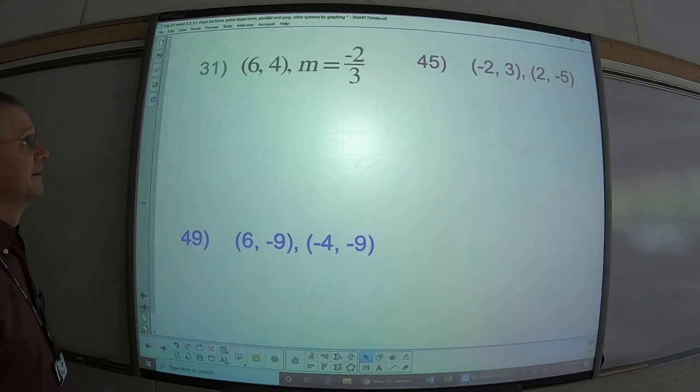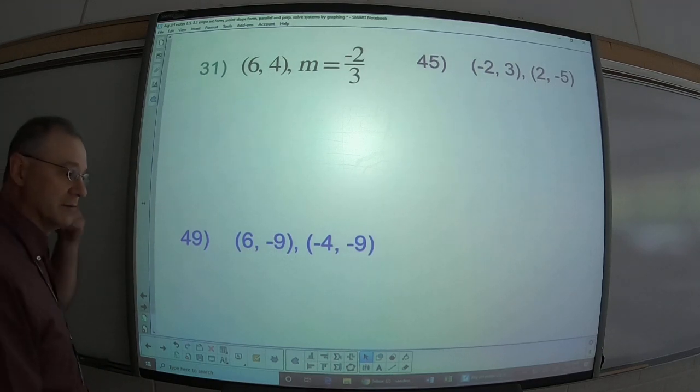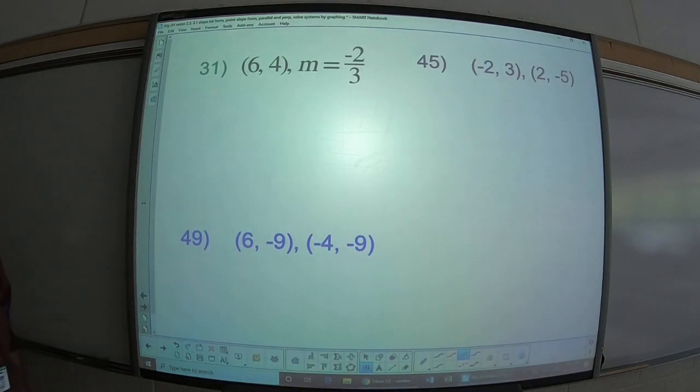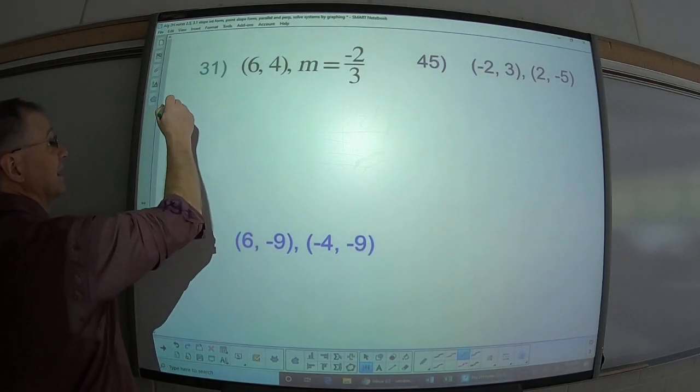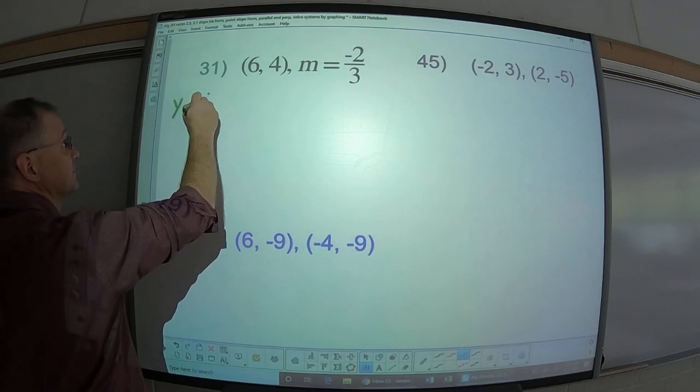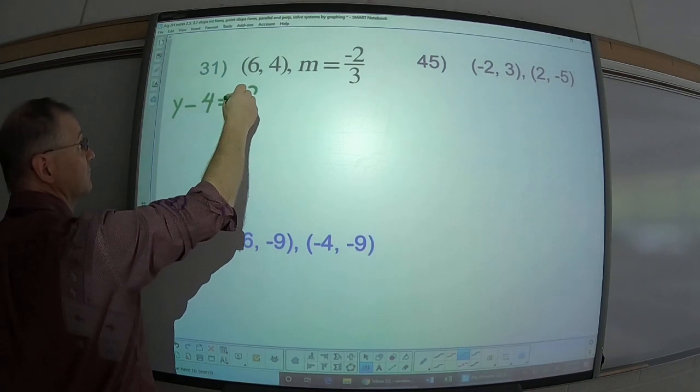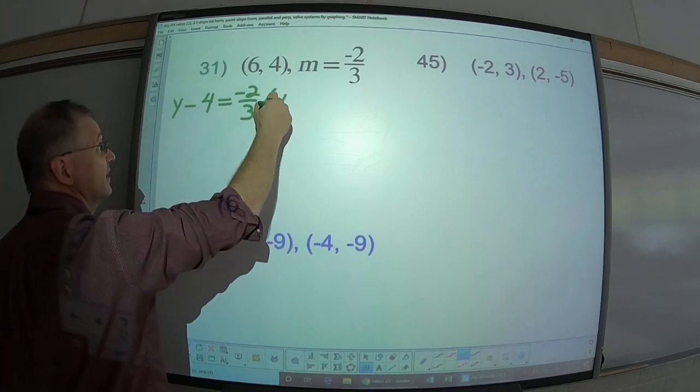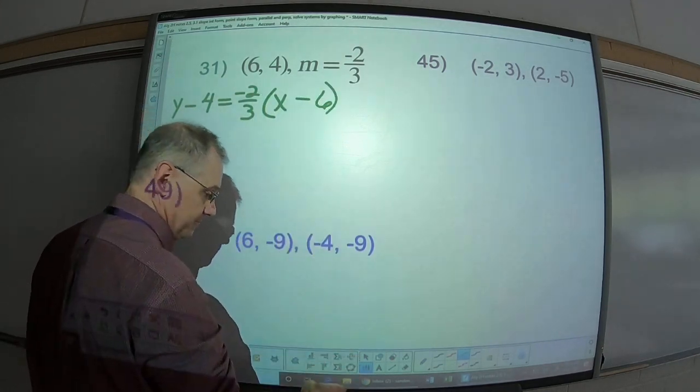Welcome back. So now we're going to work out these problems that you've just spent time on. The first problem gives me a point and a slope, and I have to find the equation of that line. y minus 4 equals negative 2/3 times x minus 6.